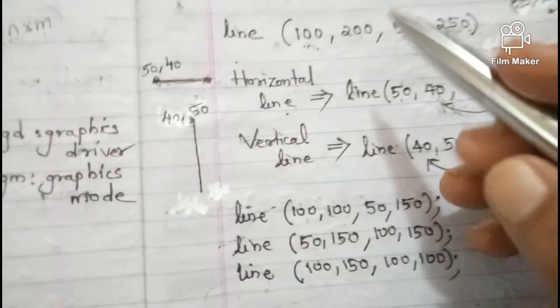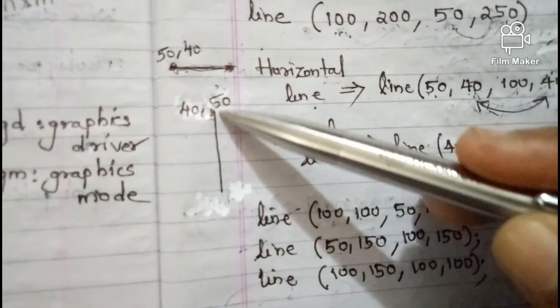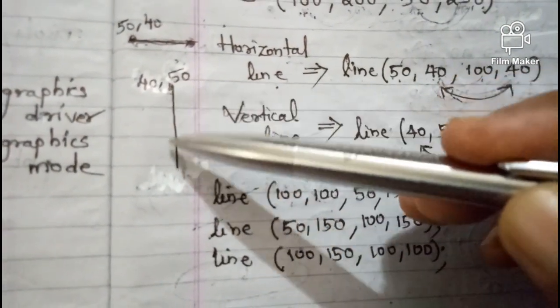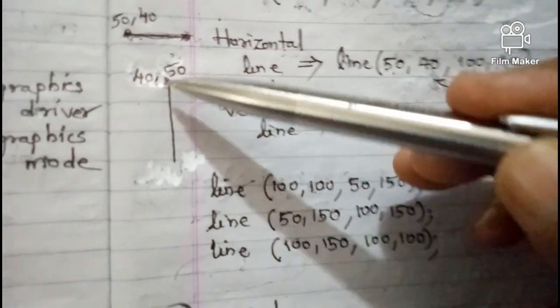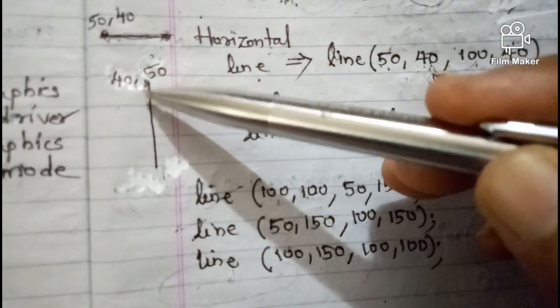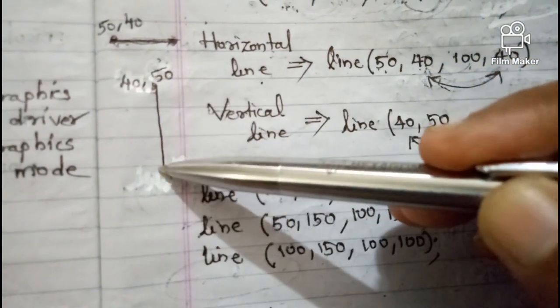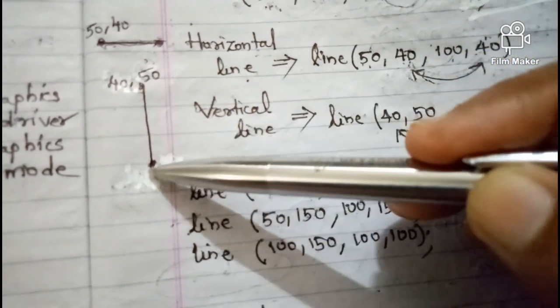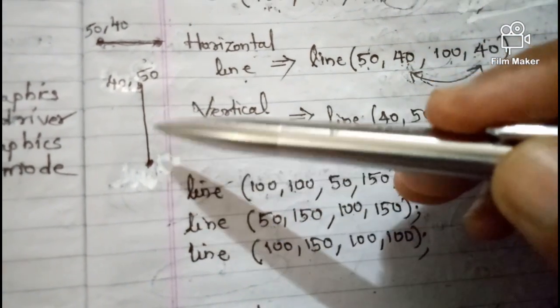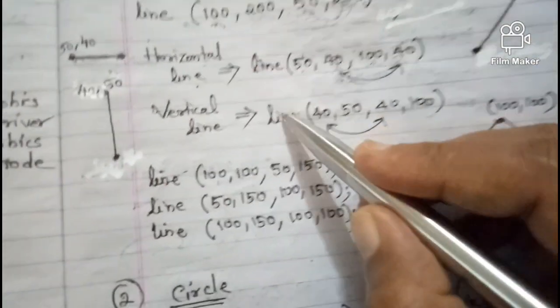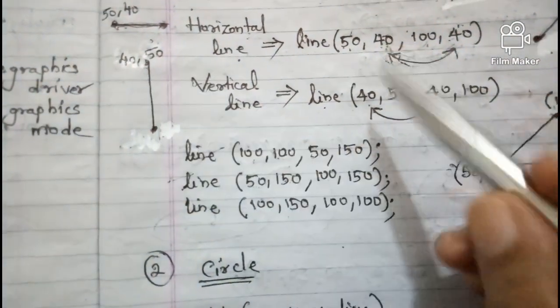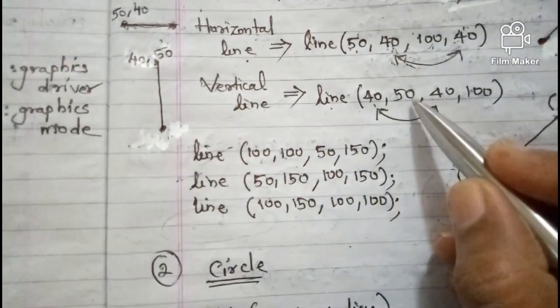What about a vertical line? This is a vertical line. Okay, now to draw a vertical line, remember vertical line is a line whose both end points are in the same column. Both end points are in the same column, only the row changes. Clear? So the line function is having an initial point at 40, 50. So I specified it as 40, 50.